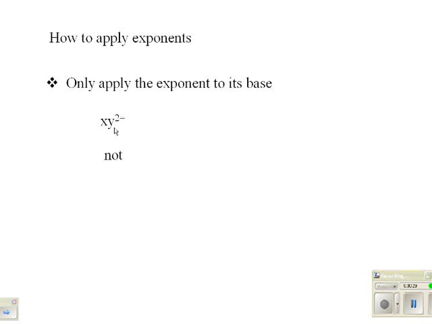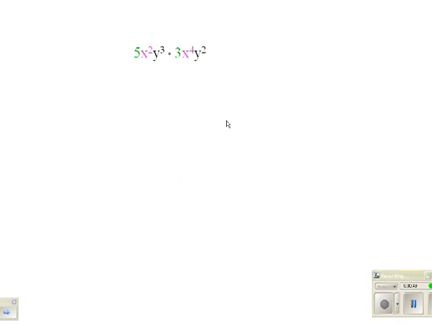So in this case, you have to be careful to only apply the exponent to the base. X actually has an exponent of 1. It's understood as 1. The y has an exponent of 2. So we understand this notation as being x y y, not x x y y.